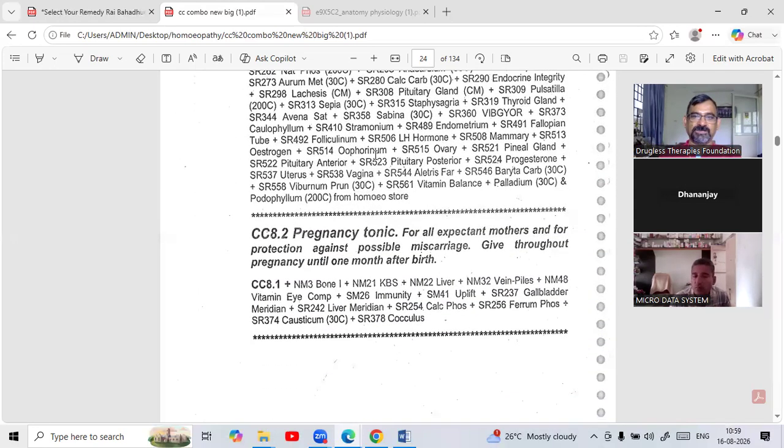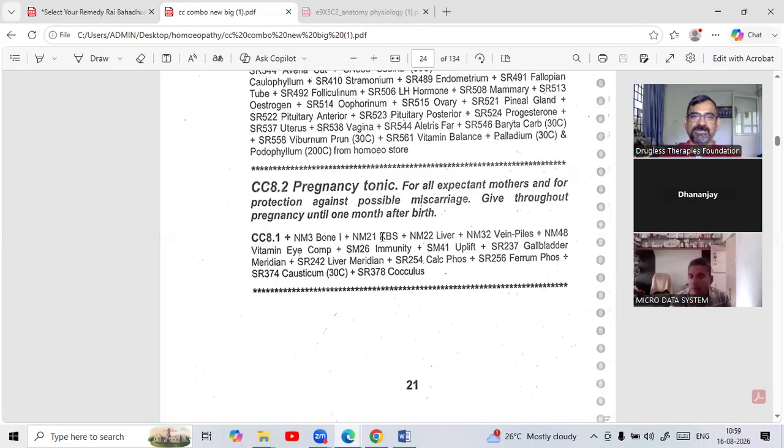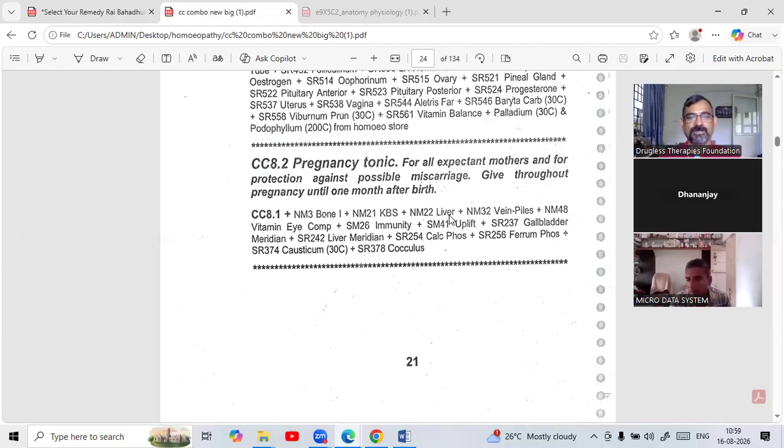Next is the pregnancy tonic. See here they are adding 8.1, but in the single number that I gave, there is no need to add 8.1 again. This already added combination is derived, and you can use the pregnancy tonic for all expectant mothers for protection against possible miscarriage. Give it throughout the pregnancy until 1 month after the birth, so that it will give you all the protection.